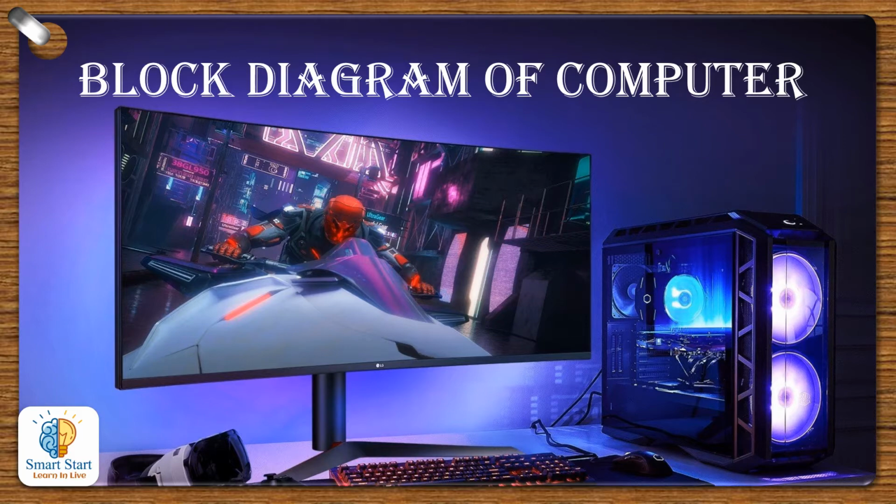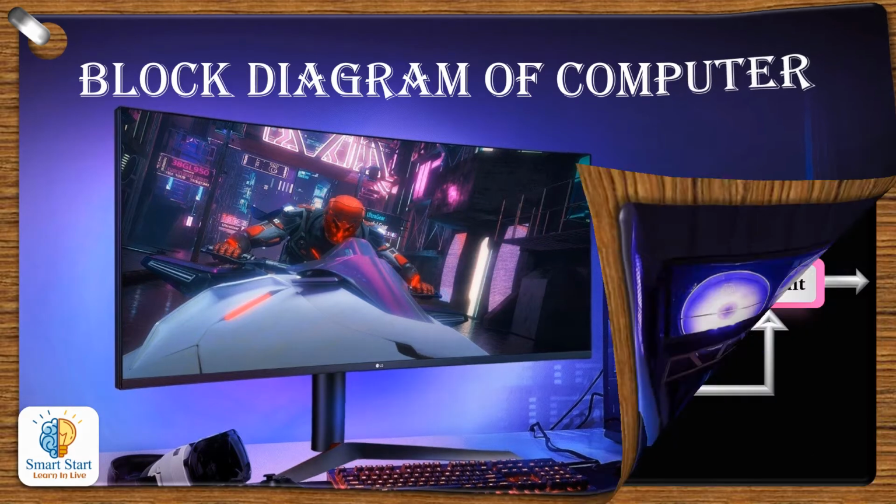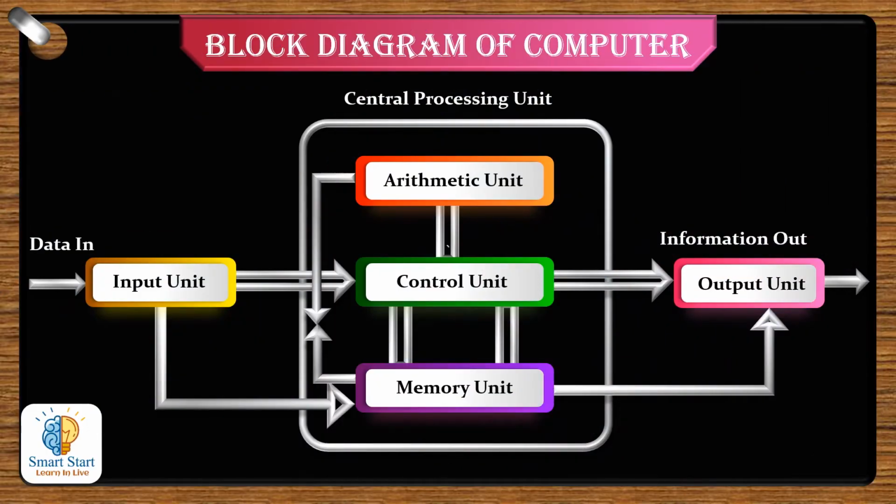Today we will learn about the block diagram of a computer. For performing any task on a digital computer, you need to give data and instructions to it. After accepting data from you, it processes the data as per the given instructions and displays the result in various forms. For doing all these things, it has various units incorporated in it. This block diagram of a computer clearly shows these units and their relationship with each other.